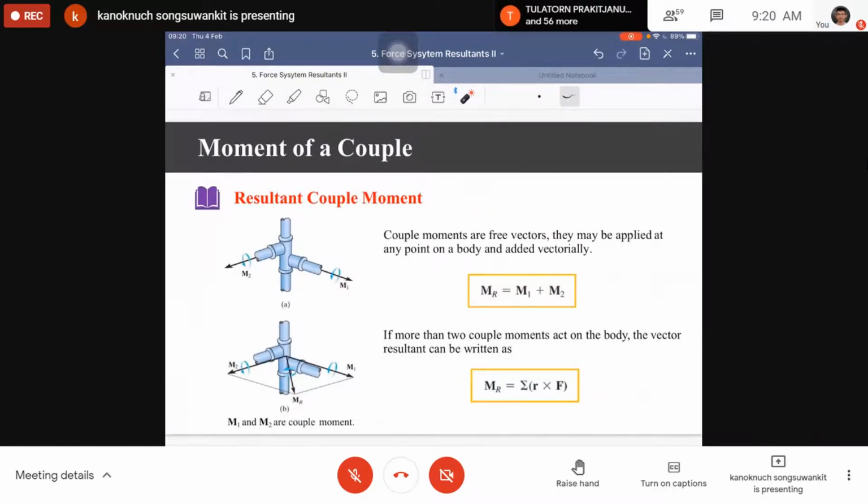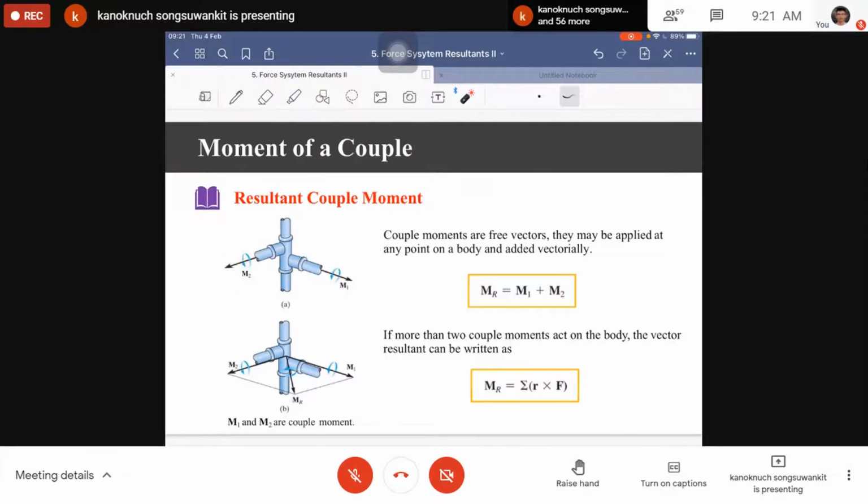Since couple moments are vectors, we can determine the resultant by vector addition. Like in this system, we have two couple moments, M1 and M2, acting on different lots. So we can find the resultant moment MR by adding these two vectors together. They act on different lots, so how can we add them directly? Because we said that couple moments are free vectors.